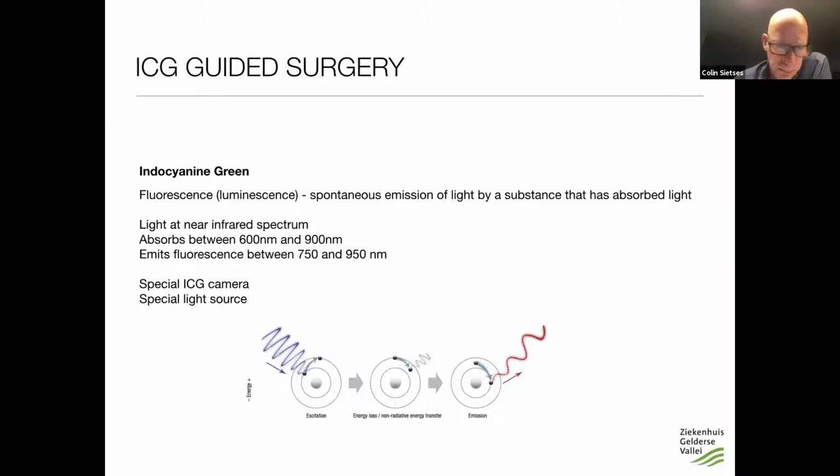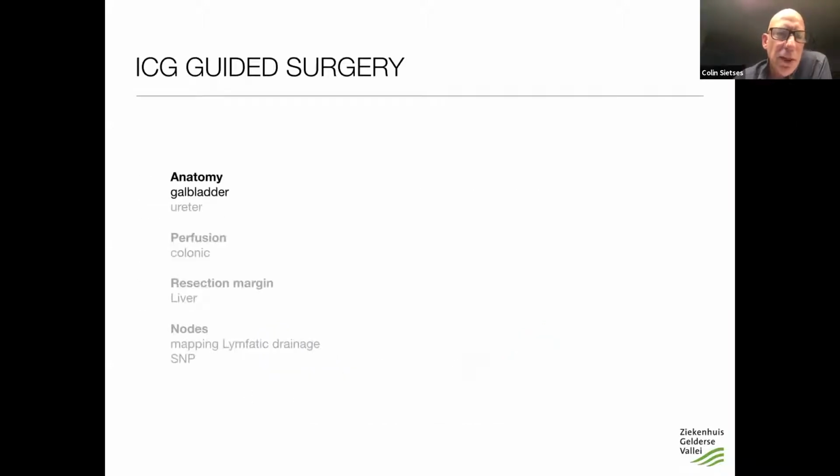There are different reasons why you want to use ICG. You can use it to get your anatomy visualized better, mainly in the gallbladder, but also in the ureter. But you need a special substance which is excreted in the urine, and this is not available yet, but they're working on it.